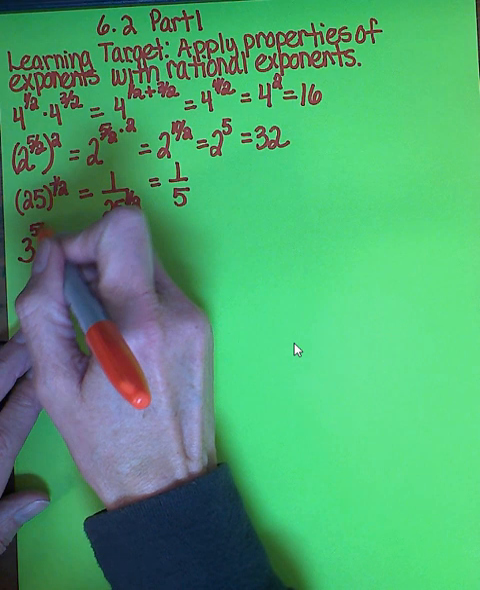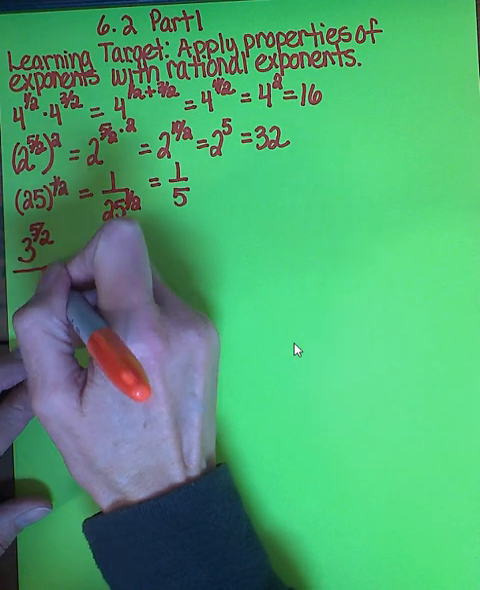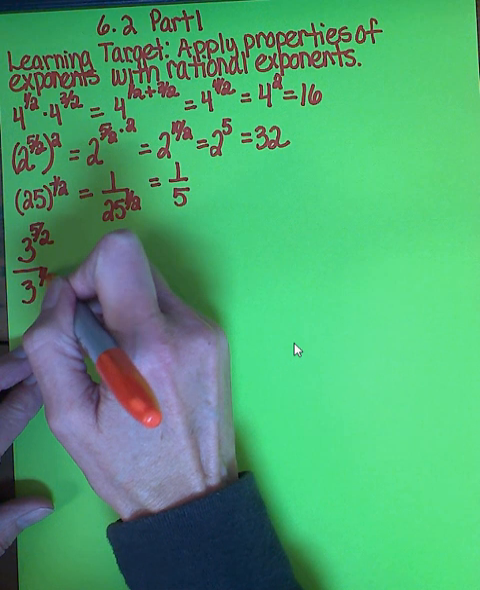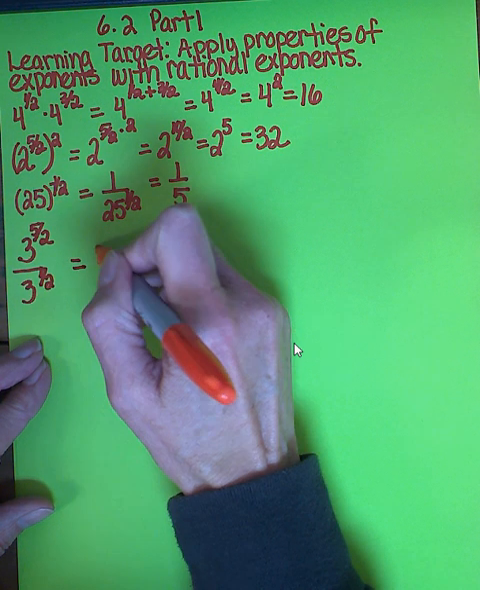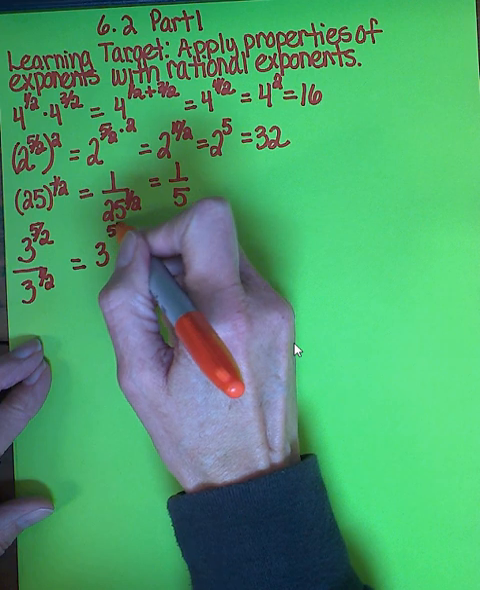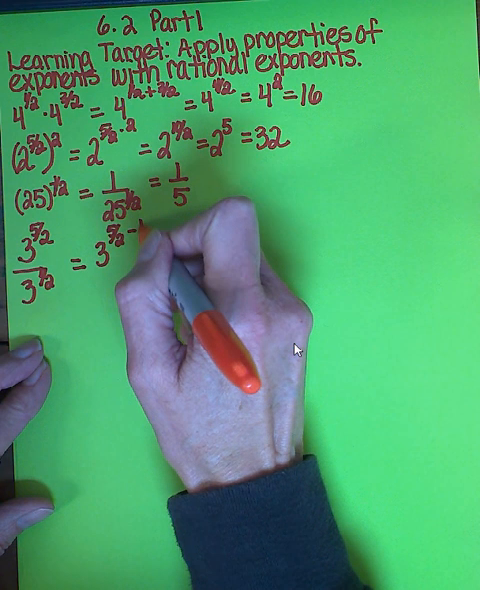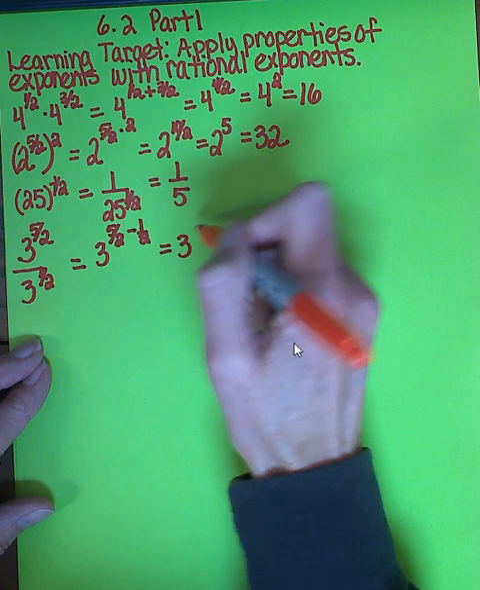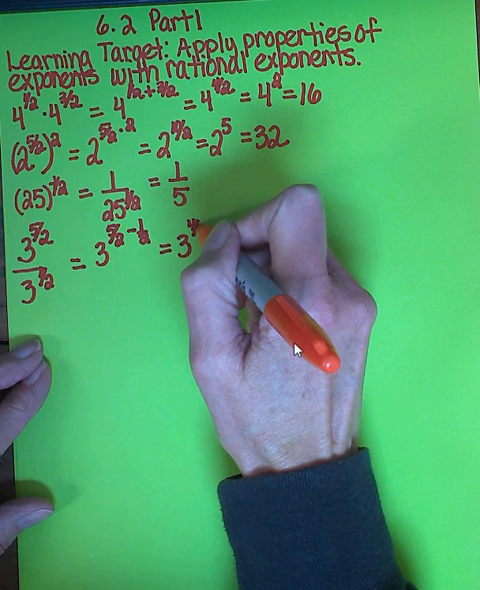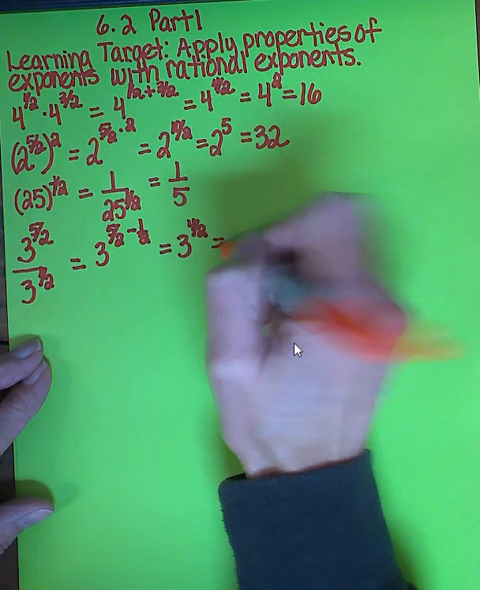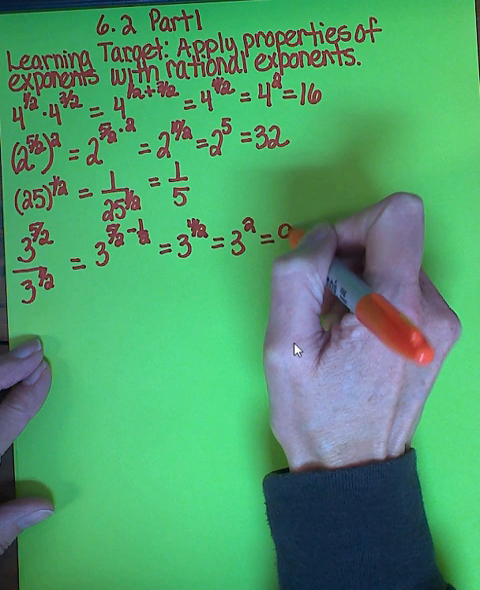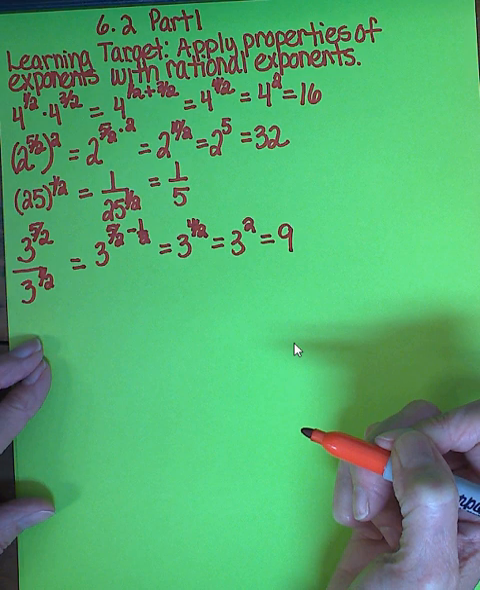Okay, remember, when you divide and you have the same base, you subtract the exponents. So we would have 5/2 minus 1/2, which gives me again 4/2, which is just 2. So then 3 squared is 9.